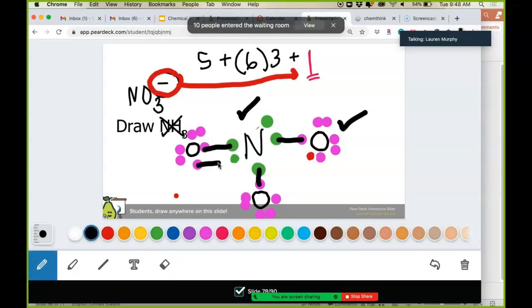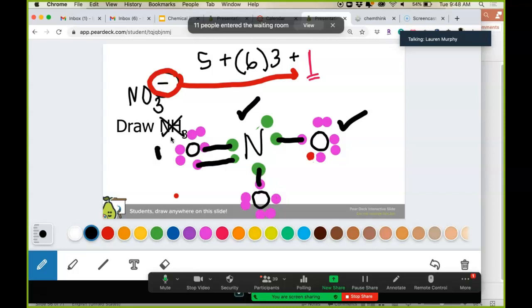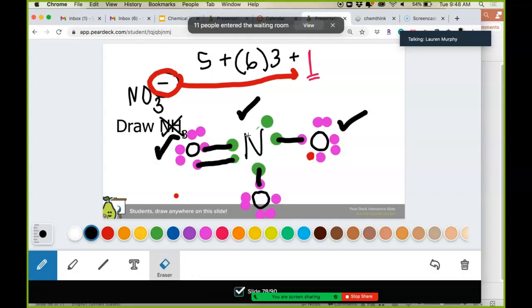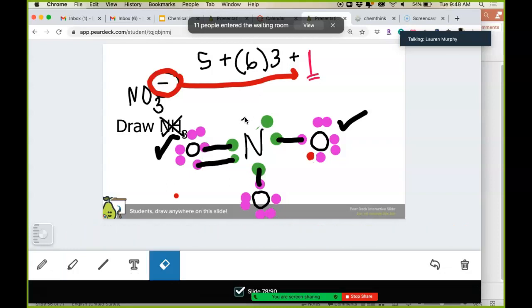So now I have a double bond. And now I have 2, 4, 6, 8, 9 electrons around nitrogen. Nitrogen is not allowed to have an expanded octet. It is on the 2nd energy level. It is not on the 3rd. So what do you do? Well, this oxygen is not stable. So this oxygen is, and this oxygen is, but now this nitrogen is not, and neither is this oxygen. So what do you think I should do?